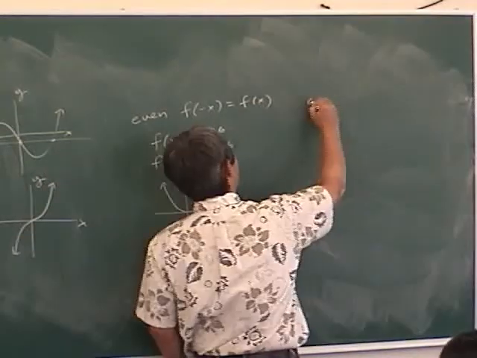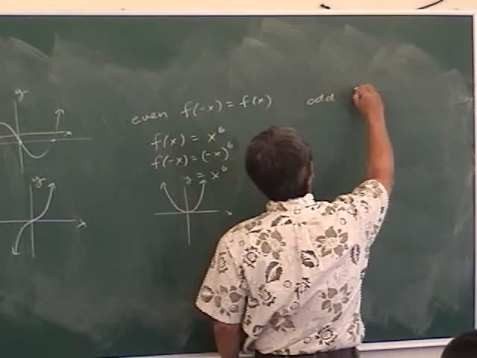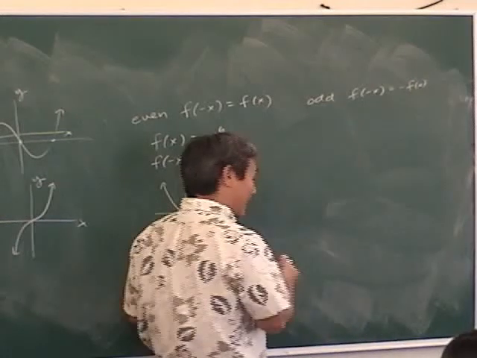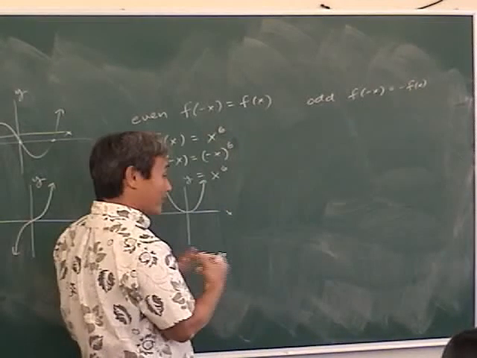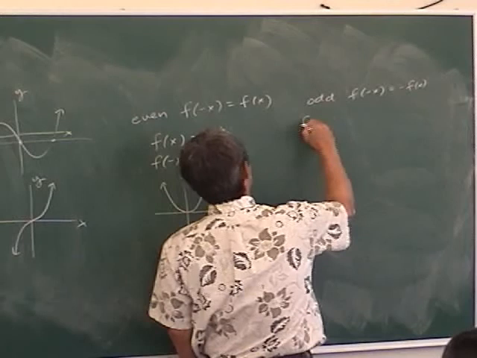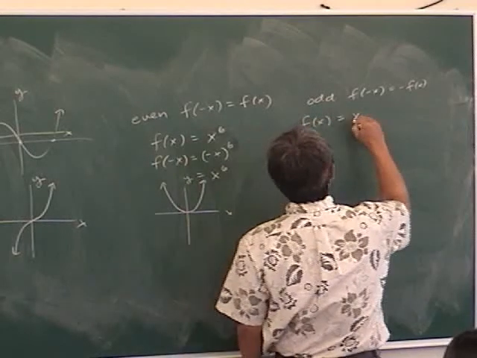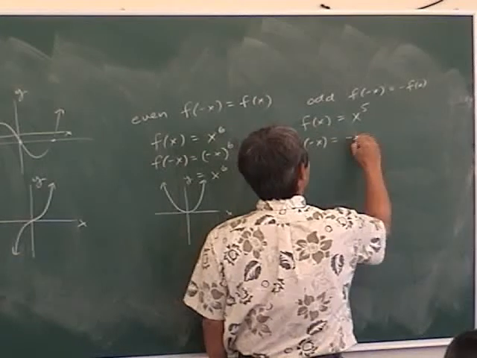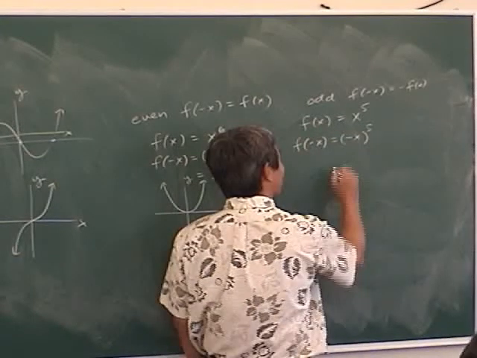What's the definition of an odd function? f(-x) = -f(x). If you plug in negative x for x, you get the opposite of the original function. For example, f(x) = x to the 5th. So the first thing you do is you plug in negative x for x, like that. Simplify it. What does that come up with? Negative x to the 5th. Is that the same as the original function? No. Is it the opposite? Yeah. So therefore, this is an odd function.